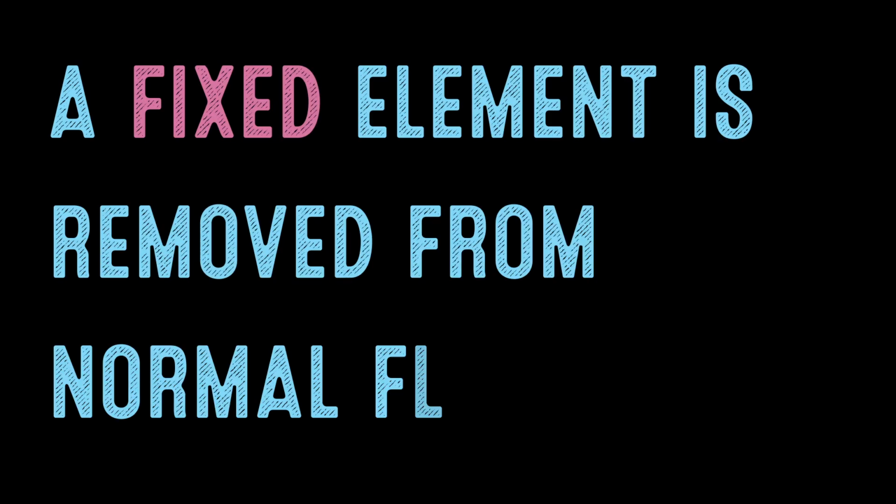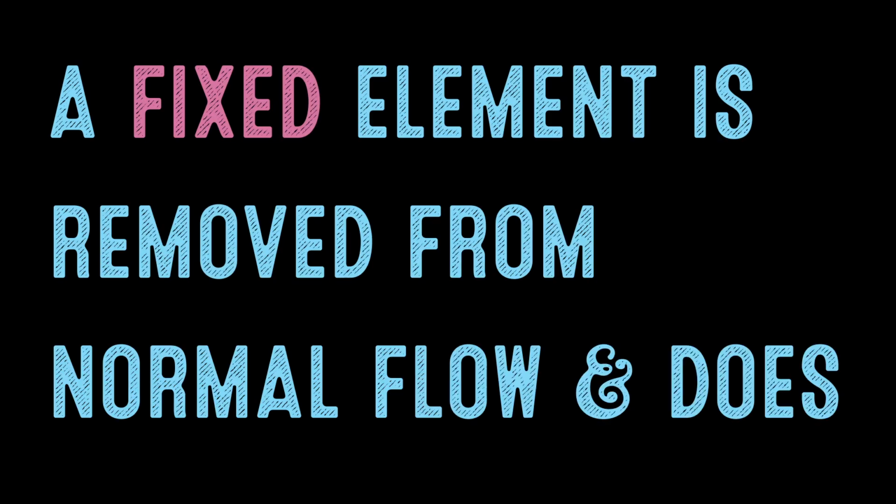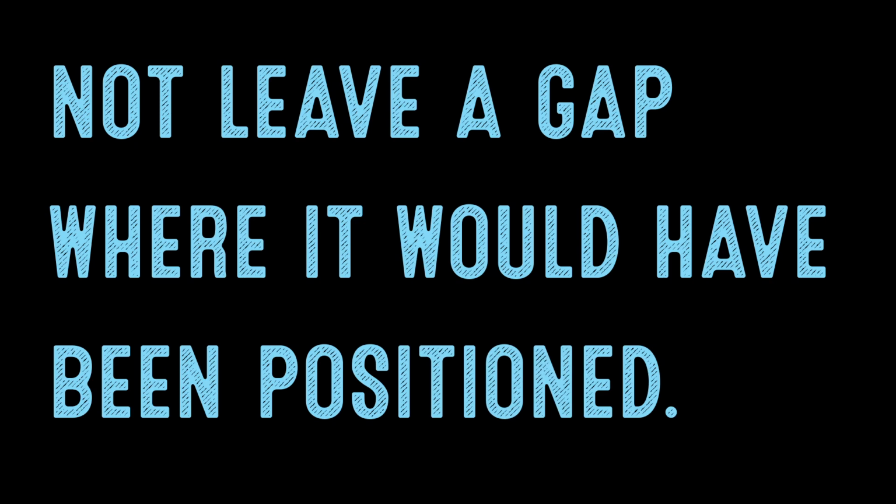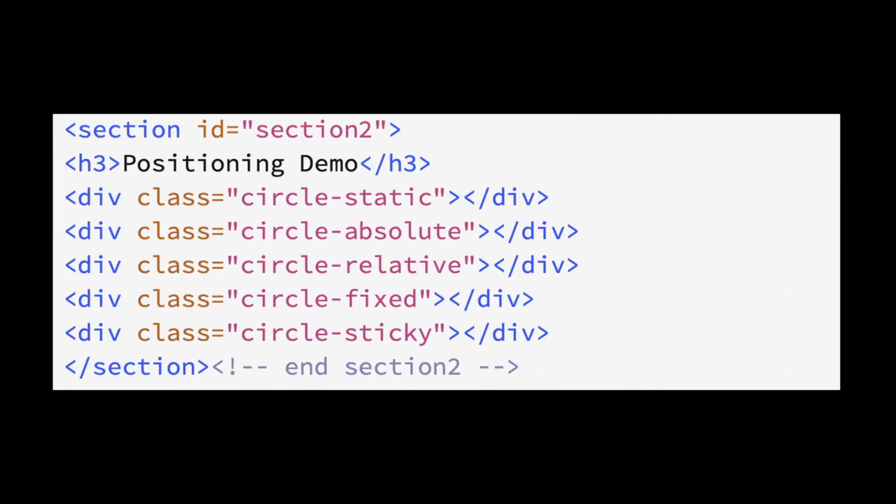Does a fixed element leave a gap where it would have been positioned? A fixed element is removed from normal flow and does not leave a gap where it would have been positioned. Here is the HTML code again for section 2 in our demonstration. We see that it would be the fourth circle element.